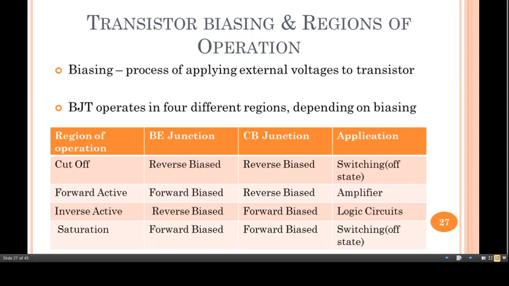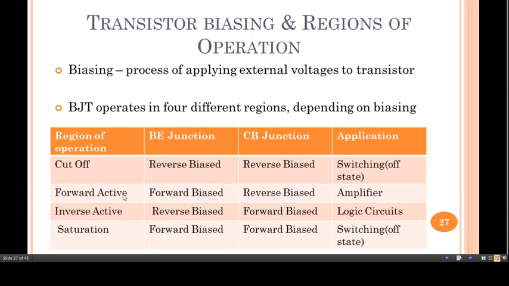So the first region of operation is cutoff region. Second is forward active, third is inverse active, and fourth is saturation. For cutoff, base emitter junction is reverse biased, collector base junction is reverse biased, and the application of transistor is used in switching purpose, or we can say in off state or off switch.